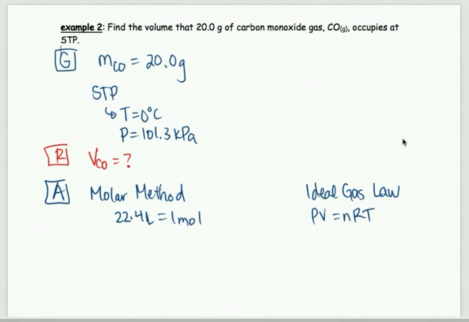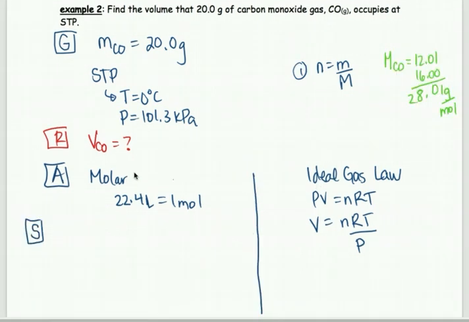So you need to go from mass to moles, so you need the formula from a few units ago. To get from mass to moles, we're going to use this one. Once we have that, we're going to use the ideal gas law to find the volume, so we're just going to rearrange this one to look like that. I'll show you both ways here, and we'll get to our answer. So we're going to look at the molar volume method first.